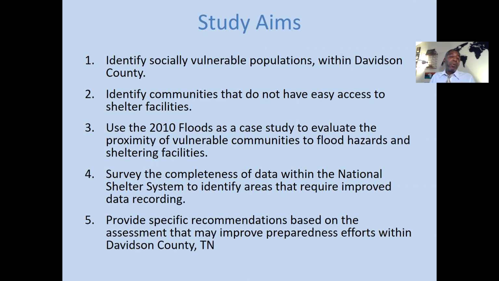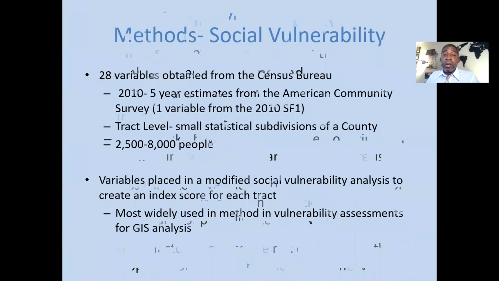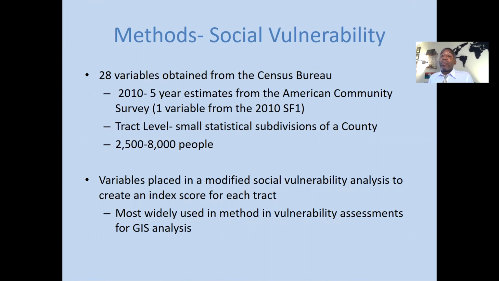So we were going to, again, expand this to looking at Davidson County, identifying communities that were vulnerable in general and vulnerable to flooding specifically. And so we also wanted to see what kind of access these communities have to shelters, and finally make some recommendations based upon our findings. So first, we had to have a method to identify and rank community vulnerability. Which communities were more or less vulnerable than others. And so we used the Social Vulnerability Index.